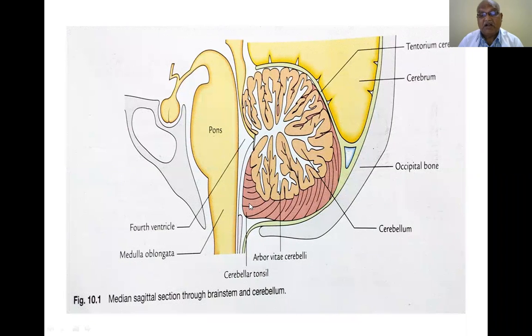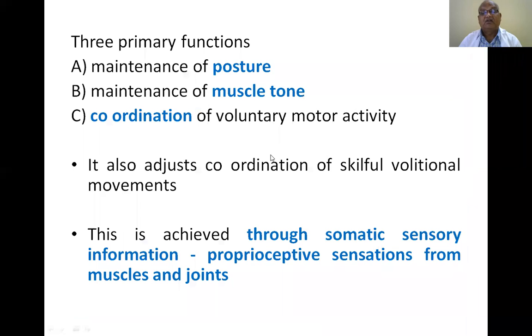So this is the cerebellar tonsil, a mass of projection of the cerebellum, a cone-like projection into the lower region of the posterior cranial fossa, called the cerebellar tonsil.